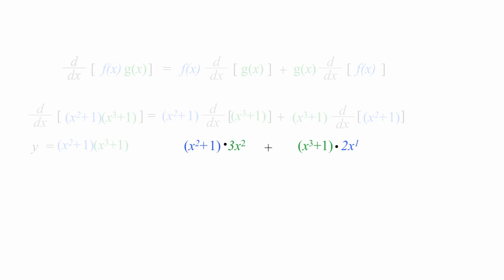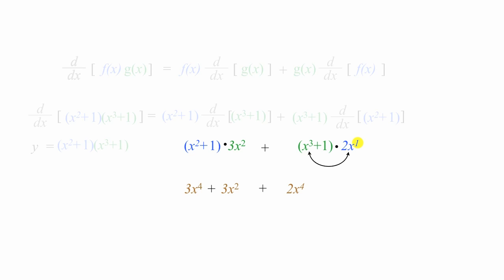So I take x squared times 3x squared. So I add those two powers together. Whenever I multiply, add the powers, which gives me 3 times x to the 4th power. Plus 1 times 3x squared, which gives me 3x squared, plus, so now I take x cubed times 2 times x to the 1st power.